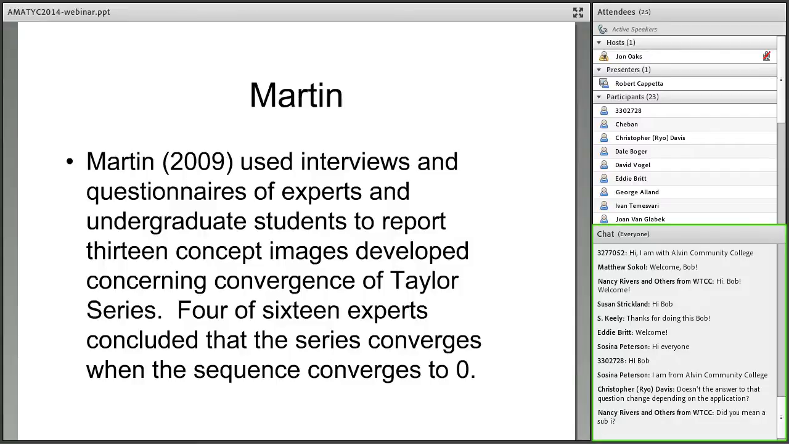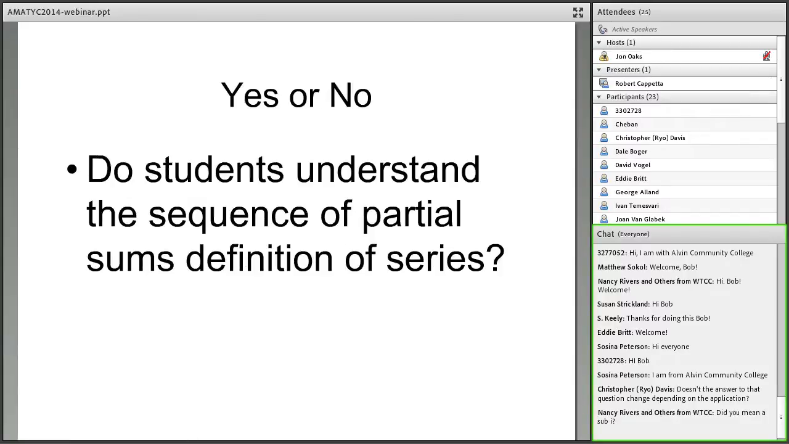All right. So indeed, the issue is, though, that the experts had the same concern that the students had regarding the nth term convergence test. Okay, here's a question I'd like you to really think about. So yes or no, do you think students understand the sequence of partial sums definition of series?